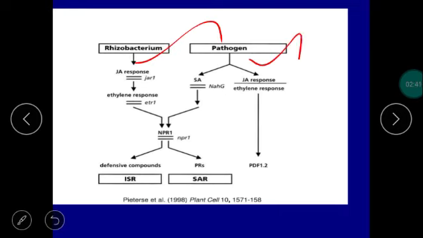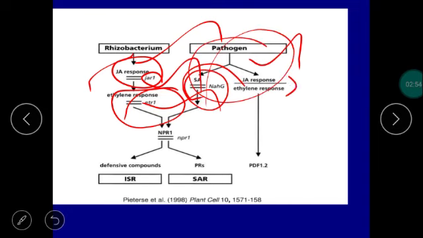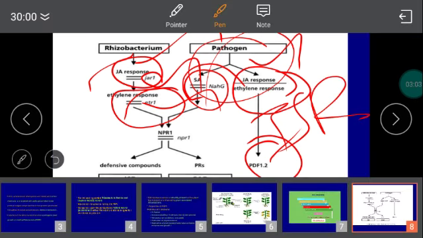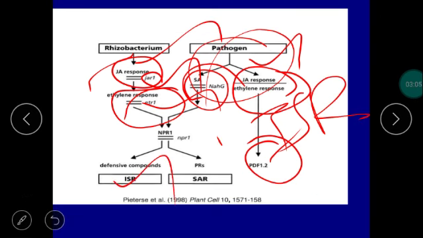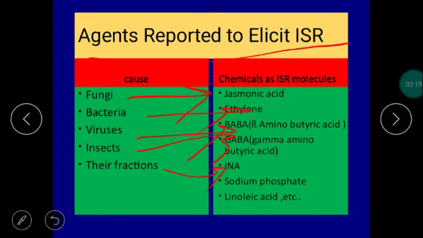Here is a rhizobacterium, and here is a pathogen, showing their mechanisms in the disease cycle. So the jasmonic acid response and ethylene response occur, and the JAR1 protein and ETR1 protein are synthesized. Here the pathogen exhibits salicylic acid compounds. The jasmonic acid response and ethylene response at PDF 1.2 are involved in ISR mechanisms. The defensive compound is involved in ISR, and the PR protein is involved in systemic acquired resistance. The agents reported to elicit ISR: fungi exhibit jasmonic acid, bacteria ethylene compounds, viruses beta-aminobutyric acid, insects gamma-aminobutyric acid, and factors such as INA, sodium phosphate, and linoleic acid.